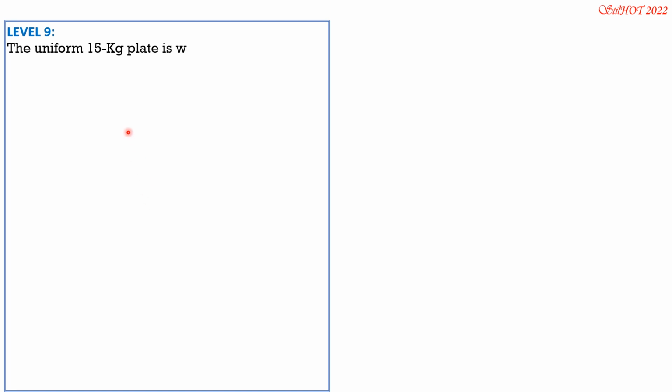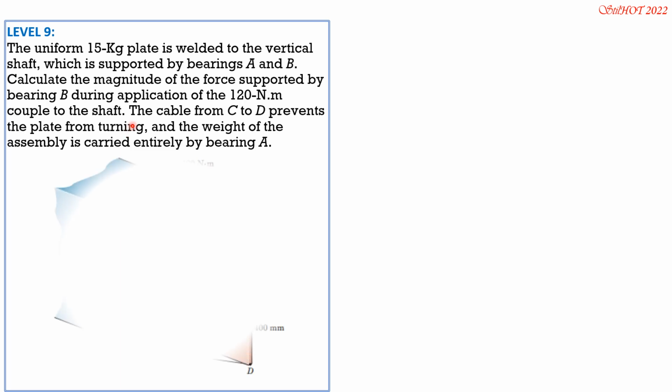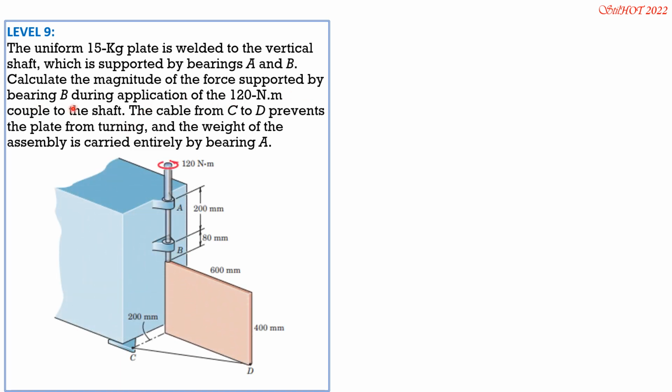The uniform 15 kilogram plate is welded to the vertical shaft, which is supported by bearings A and B. Calculate the magnitude of the force supported by bearing B during application of the 120 Newton meter couple to the shaft. The cable from C to D prevents the plate from turning, and the weight of the assembly is carried entirely by bearing A. Because the shaft at A is large, that's why the weight is carried by bearing A.